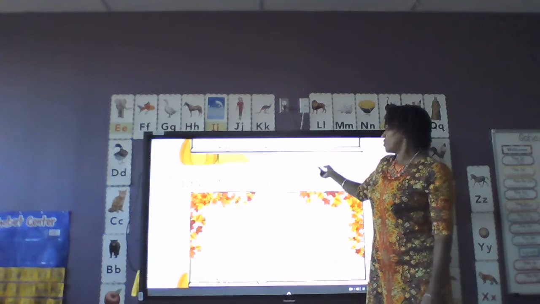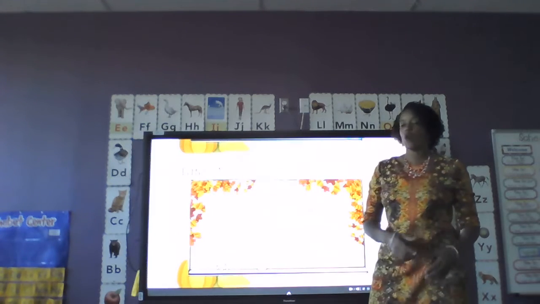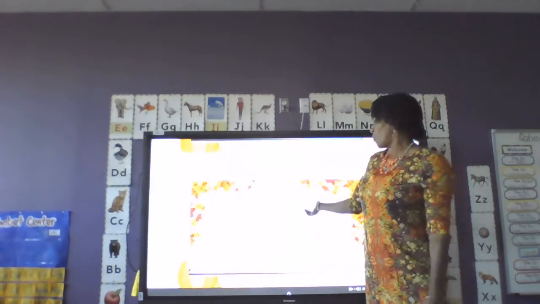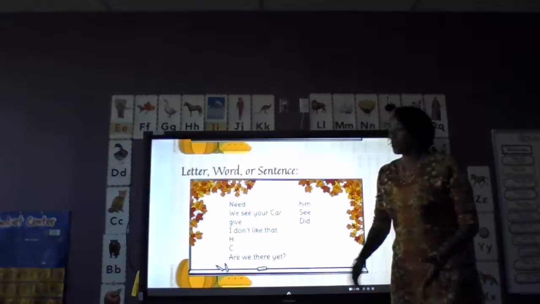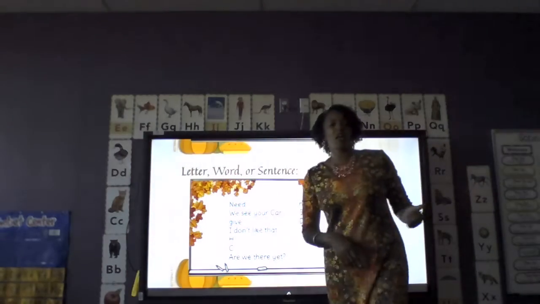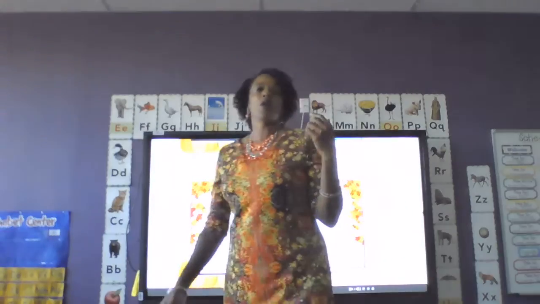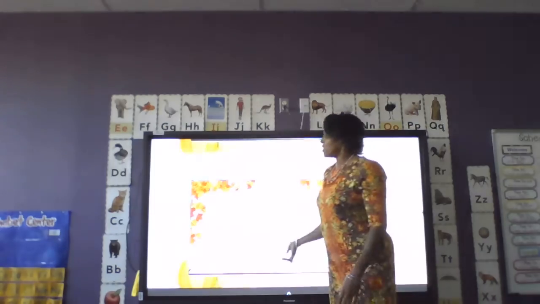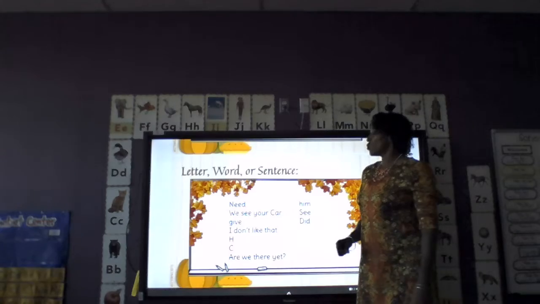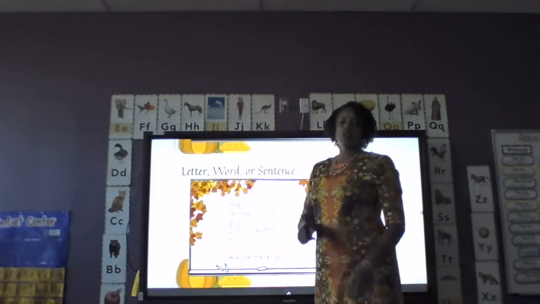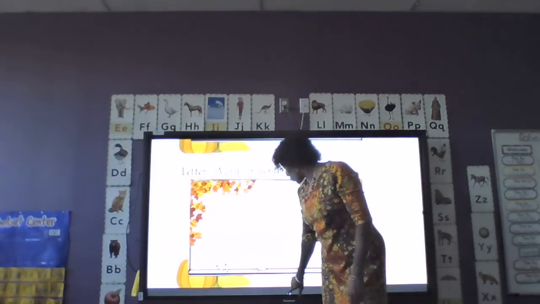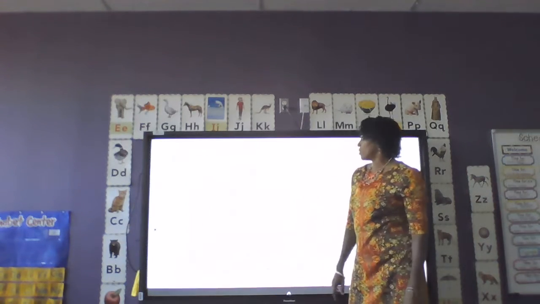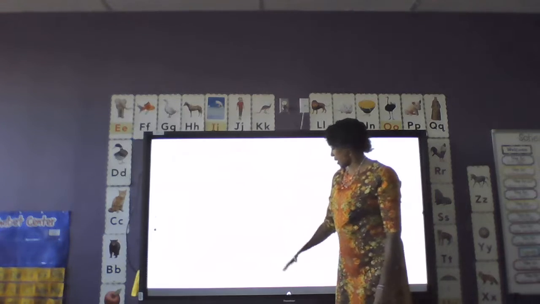And then after that, we decide whether they are letters, words, or sentences. We go through the process with the class and ask them which ones are words, sentences, or letters. Having the technology here, as well as being able to utilize the whiteboard, is very helpful when you're interacting with the students.